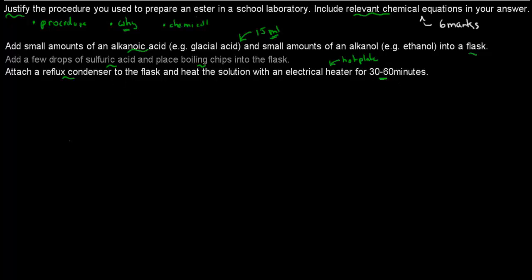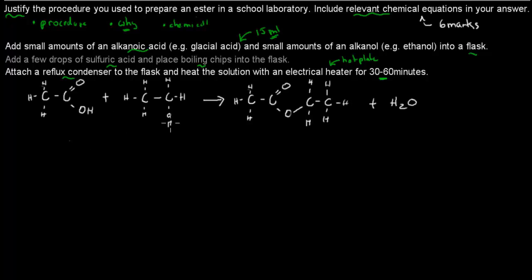And then comes the equation. So this is the structural equation. This is our glacial acid. This is our ethanol. They come together to form the ester, and water, which is what happens in ester formation, esterification. So that's the first part. Now I'll actually get 3 marks for all of this. So just the procedure itself will give me 3 marks, and the equation. And then I need to justify. So I need to say why I used these different things, and that will get me the rest of my marks.